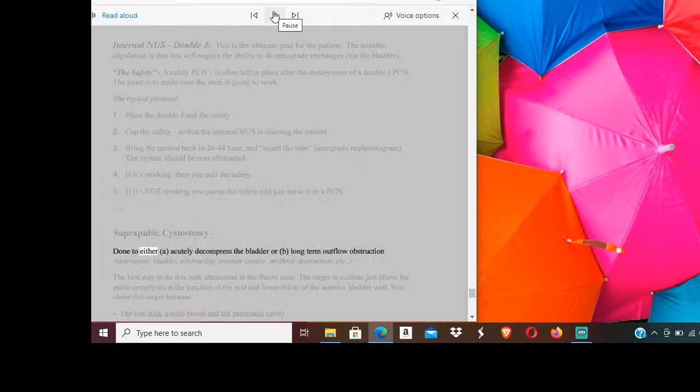Suprapubic cystostomy, done to either A, acutely decompress the bladder, or B, treat long-term outflow obstruction: neurogenic bladder, obstructing prostate cancer, urethral destruction, etc.